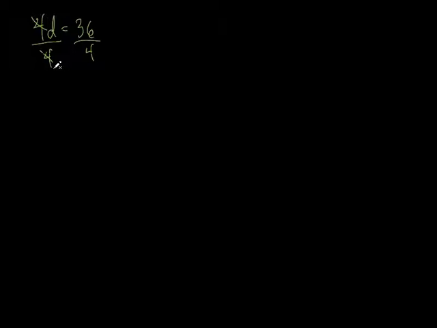Why did I divide? Because it was being multiplied in the first place right here. So I divide to get rid of it. So that's just a D. Of course, I divide the other side. 36 divided by 4 is 9, and there you go.